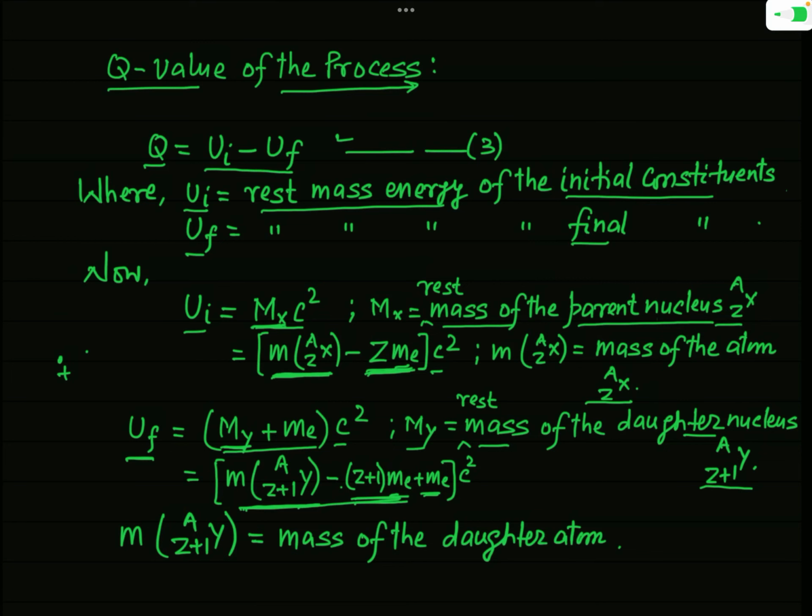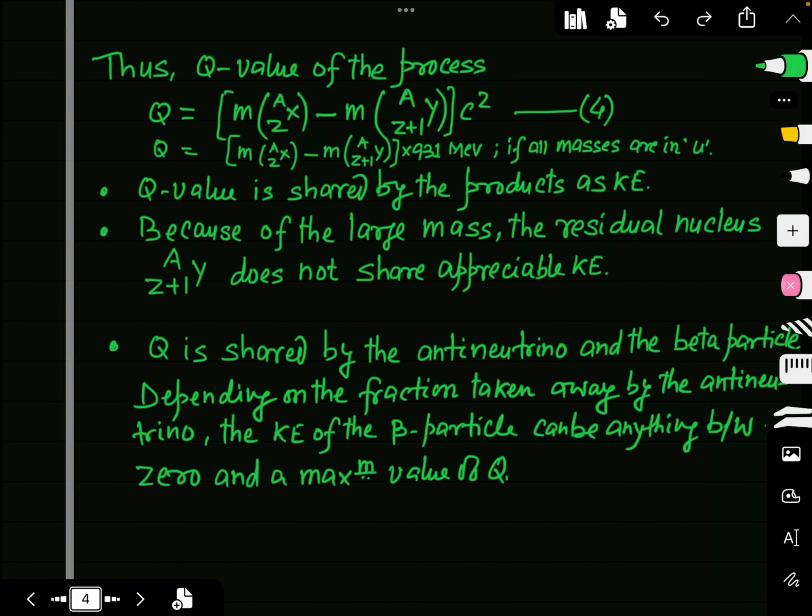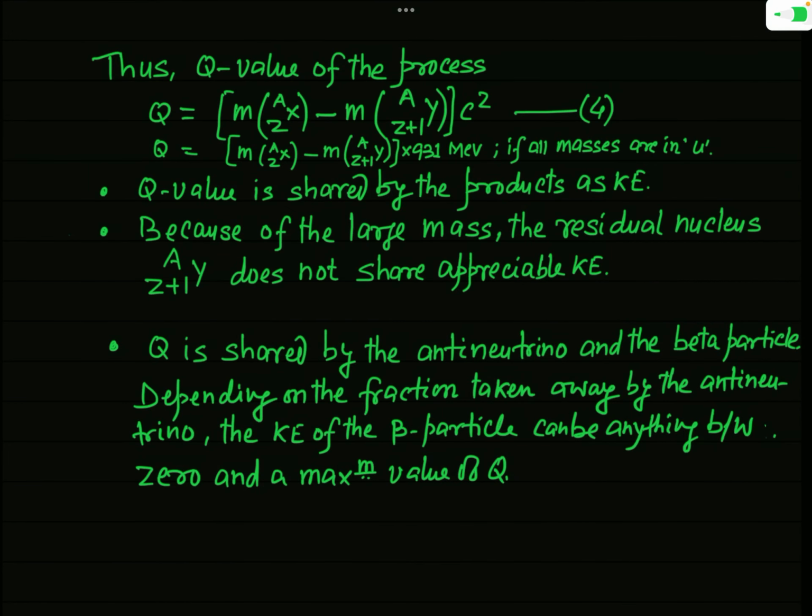And that's why you can see I have written here that the Q value of the process is this much. This is m of Z X A minus m of Z plus 1 Y A times c square. This is the expression for the Q value of the process.